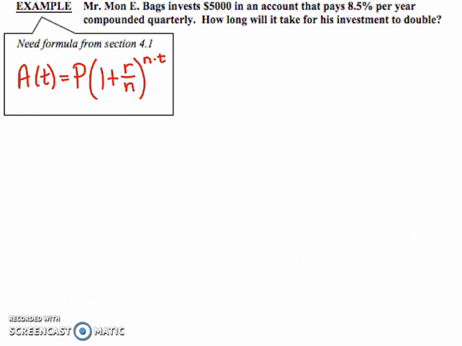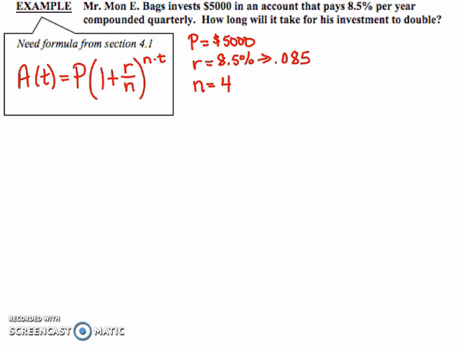It says Mr. Moneybags invests $5,000 in an account that pays 8.5% per year compounded quarterly. How long will it take for his investment to double? Okay, so there's a few things that we need to think about here. First of all, we know that our principal amount is $5,000. We know that the rate is 8.5%, which as a decimal is going to be 0.085 in our equation. Compounded quarterly, that means 4 times a year, so n is 4.